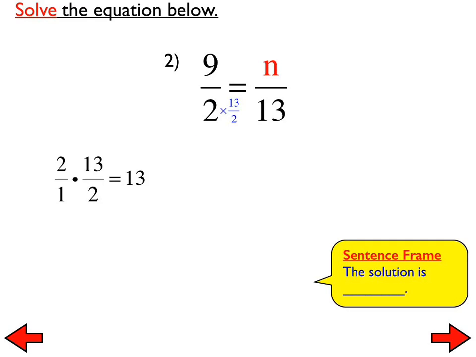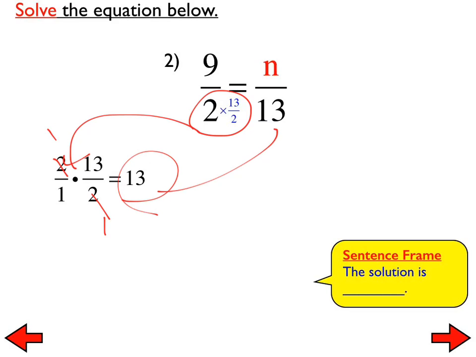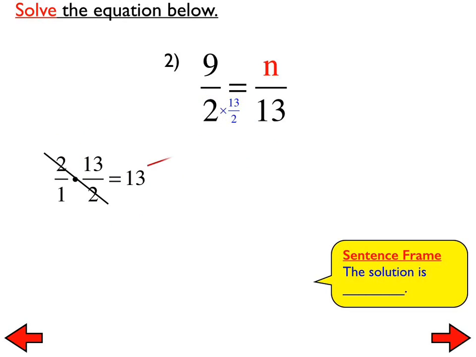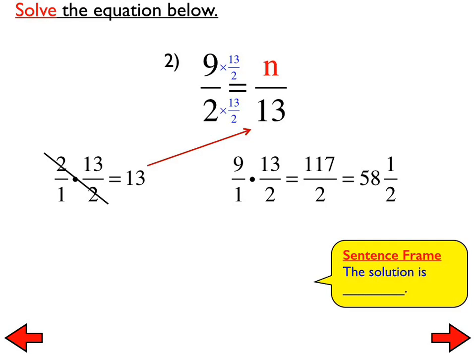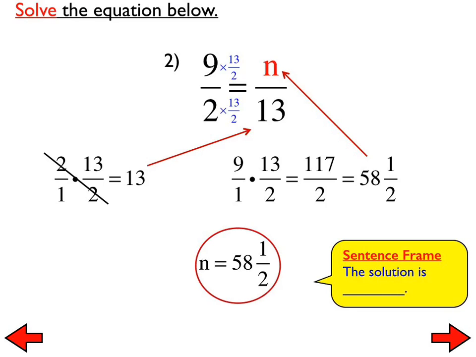I took this, did the multiplication right there, did a little bit of cross-dividing, and I ended up with 13. So that proves that it is 13. But now I would need to do the same thing with the top number. So 9 times 13 over 2, we would need to figure that out, so I'll do it right here. 9 over 1 times 13 over 2 is 58 and 1/2. So that means that n is 58 and 1/2. The solution is 58 and 1/2.